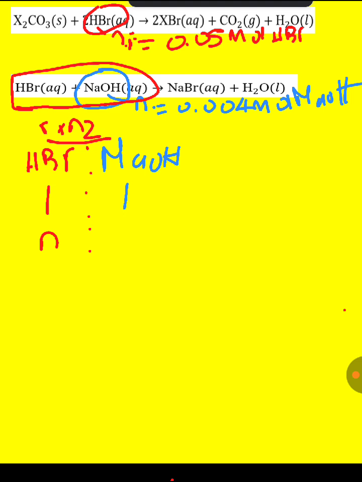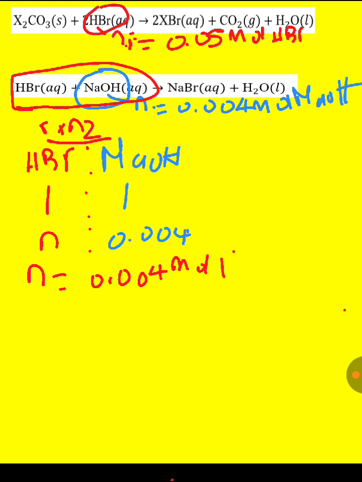Now, the number of moles of NaOH, sodium hydroxide, is that. Cross multiply. Or you can see 1:1 means the number of moles will be the same. Right? So the number of moles is equal to 0.004 moles of HBr. And this number of moles is the final number of moles, or what we call the unreacted number of moles. They are unreacted.